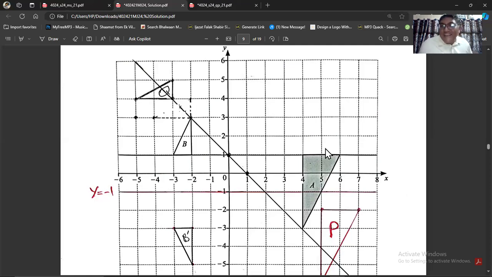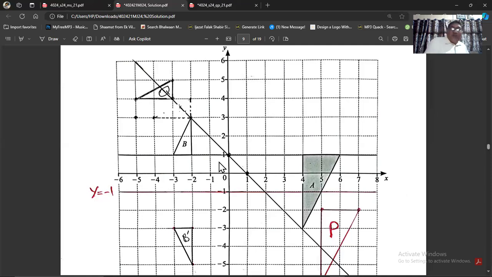But why am I putting a negative sign here? Because you see, your object and the image are on the opposite sides of the center of enlargement. When this happens, the scale factor is taken as negative. If the object and the image are on the same side of the center of enlargement, then the scale factor is taken as positive.